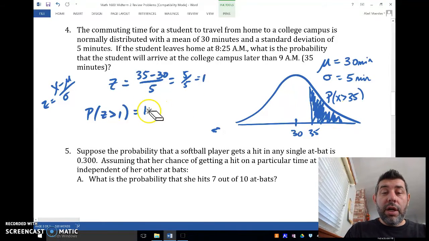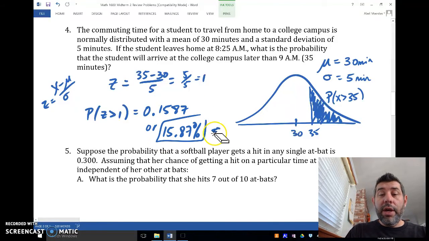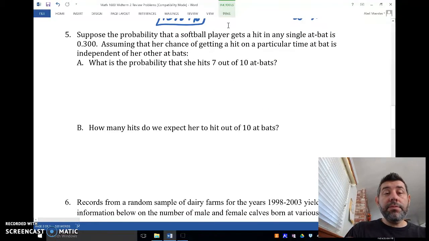Okay. So what is this? This is going to end up being 0.1587. Or if you want, you could put your answer as 15.87%. All right. Either way, I'll accept either one. Okay. So let's go ahead and do the next one.